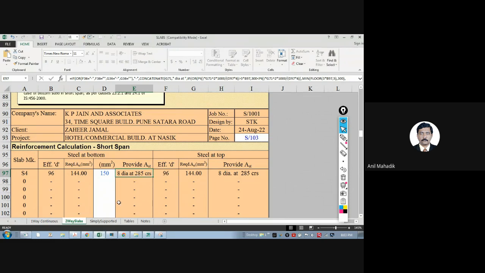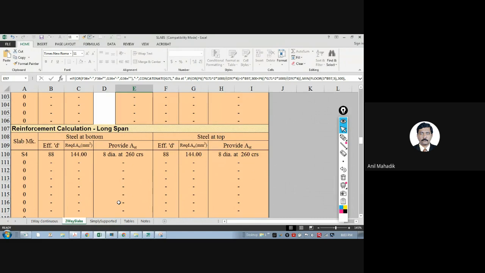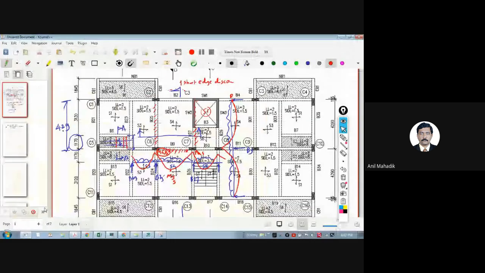Now there is one more case. There is a long span. As it is a two-way slab, there are moments in both directions. So long span, steel at bottom. So let's go again to the problem. Now this is your bending moment diagram for this. So this is your MS for short or long, this moment.